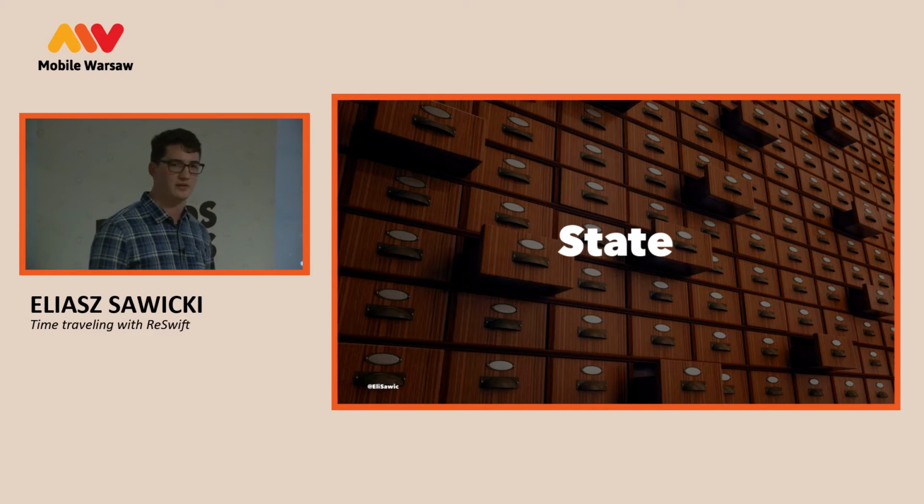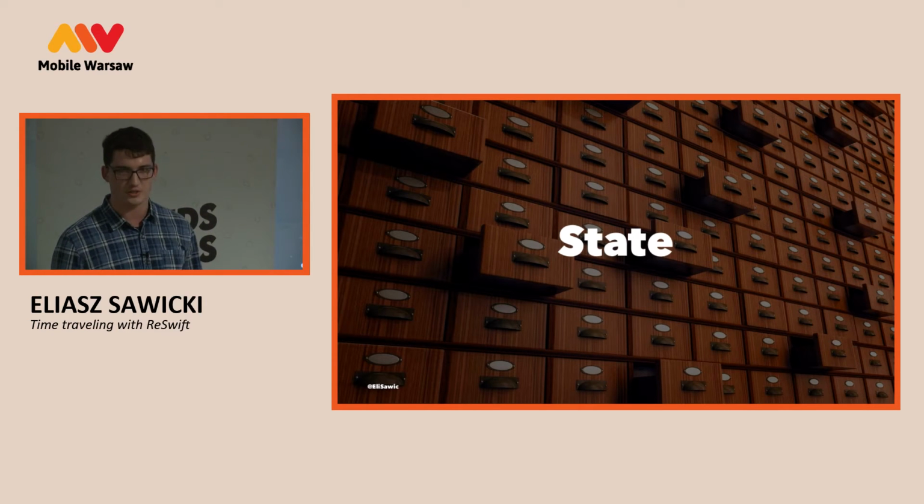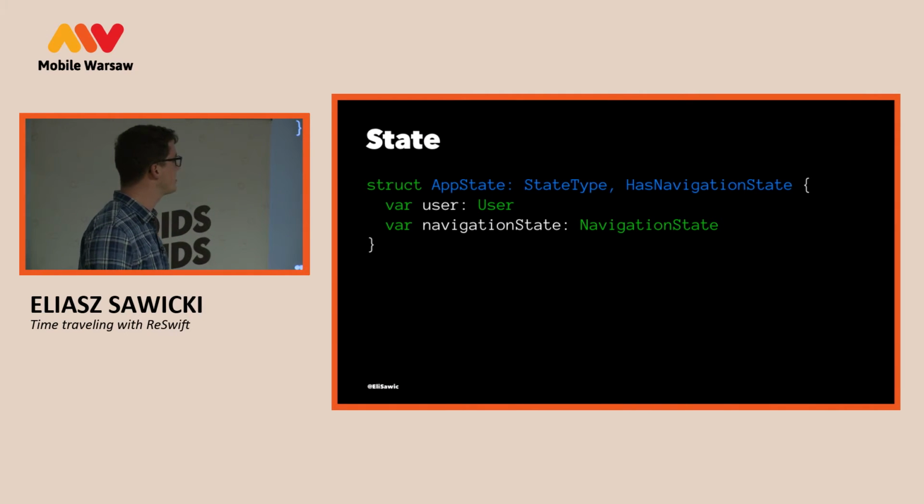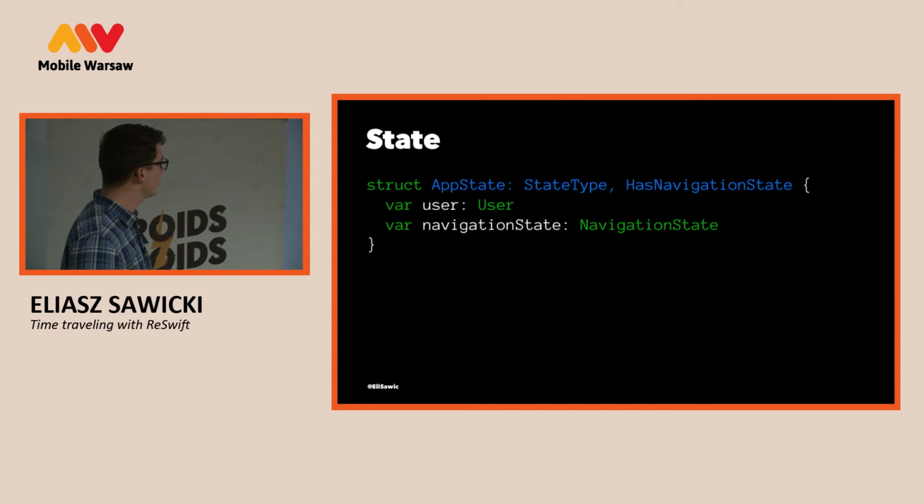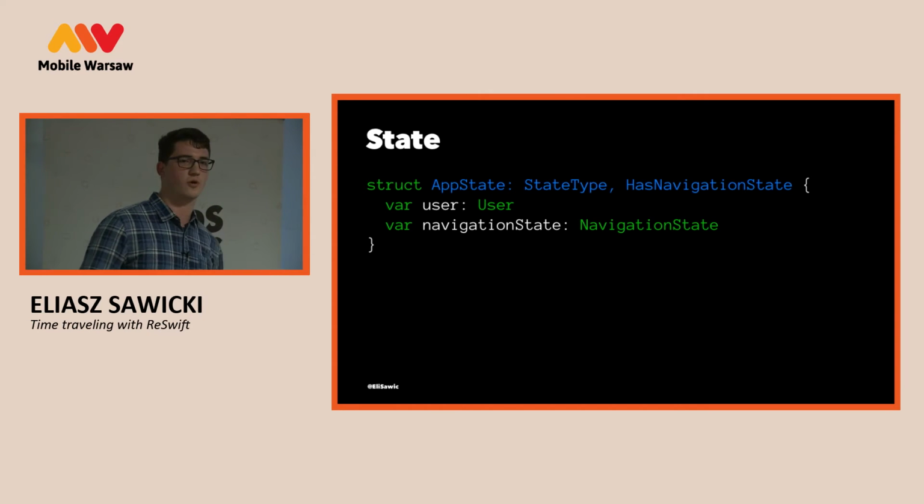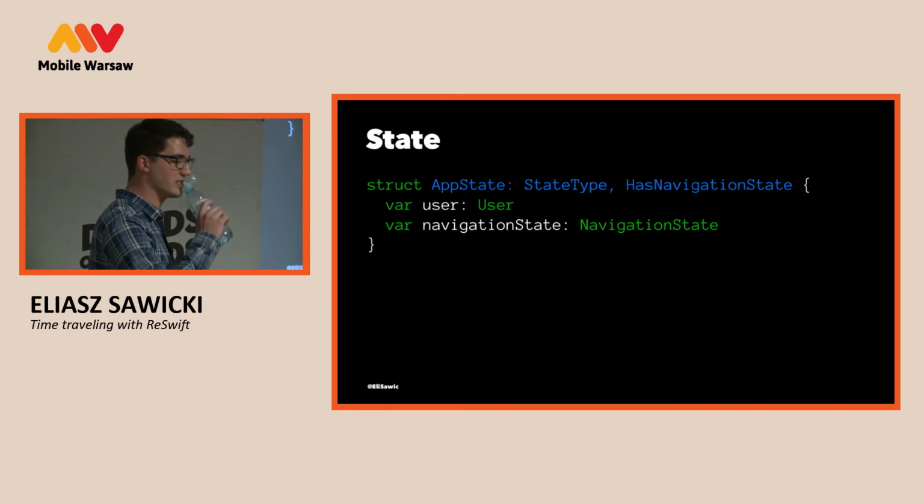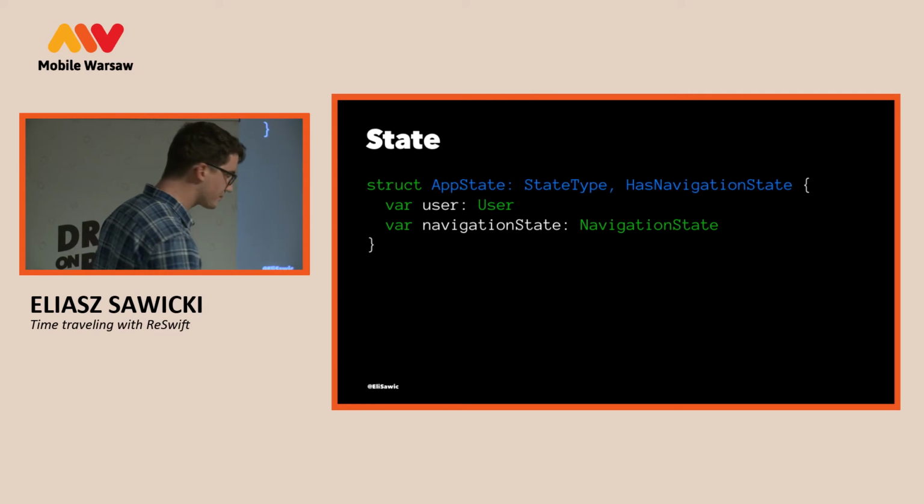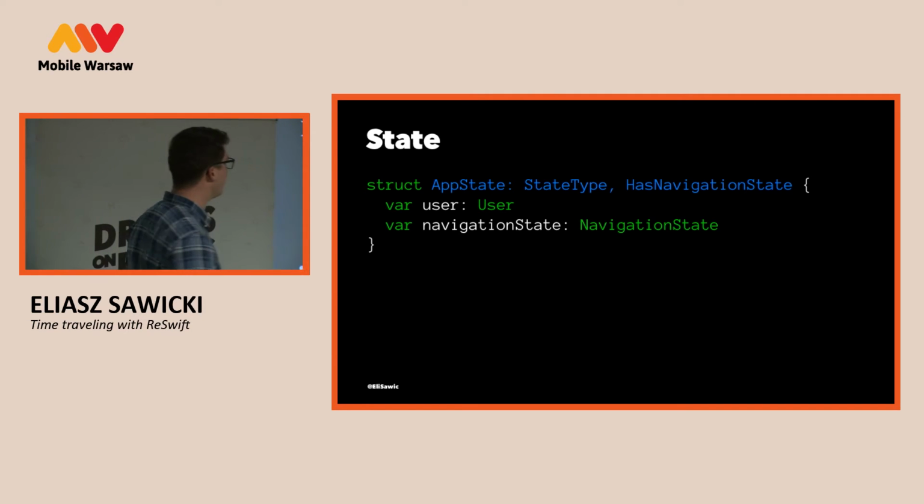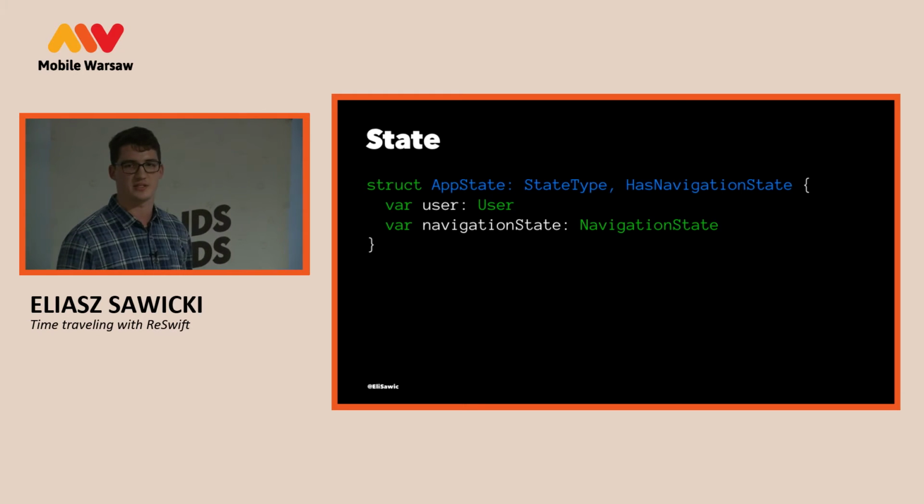So state is basically a container for all our structures in the application. And if you look at this, as I said, it's a structure. It has got a user, and it also has navigation state. So our main state, our application state, looks like this. And basically, it may consist of different substates.